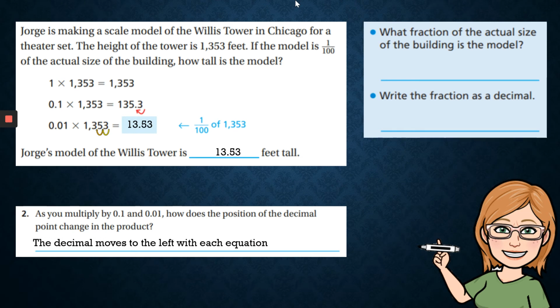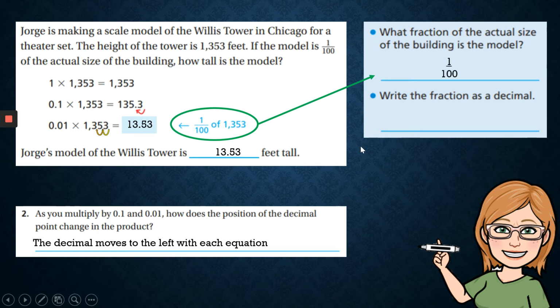Okay, so as you multiply by 1/10 or 1/100th, how does the position of the decimal point change in the product? The decimal moves to the left with each equation. If we look over here, what fraction of the actual size of the building is the model? So it is asking us the size, and it talked about it right here as well. So it is 1/100th of the actual size. So how would we write 1/100th as a decimal? 0.01, which is 1/100th.